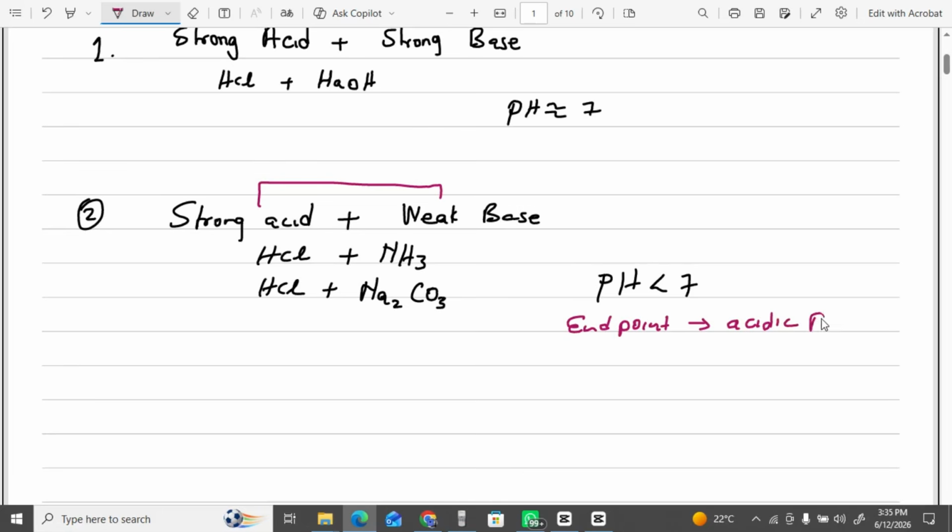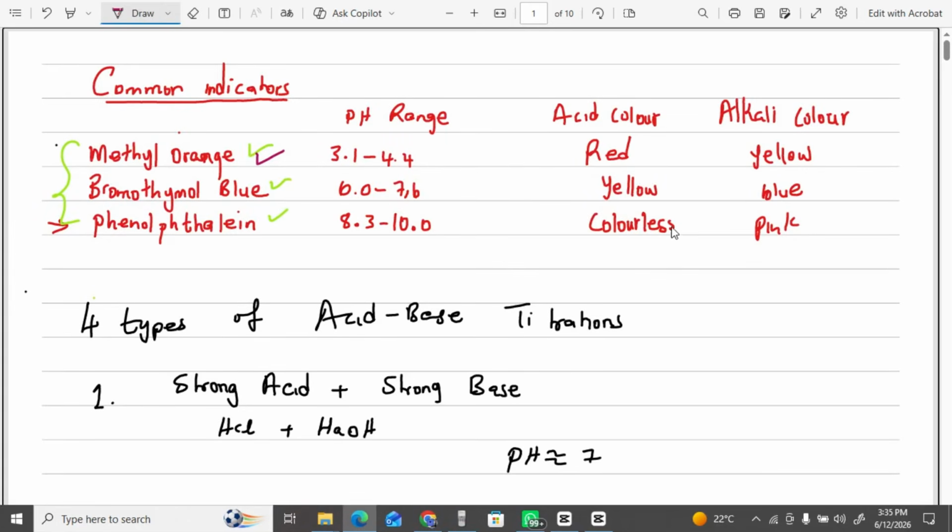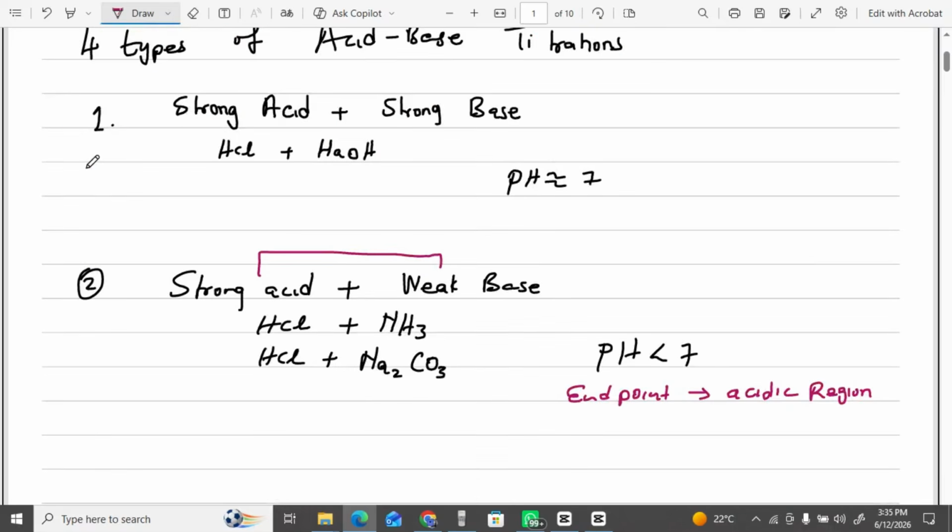It's in the acidic region. Right. So methyl orange, it changes color between what? It changes color between 3.1 and 4.1, which matches the endpoint. So methyl orange is the one that we're going to use when we have a titration that is a strong acid and a weak base.